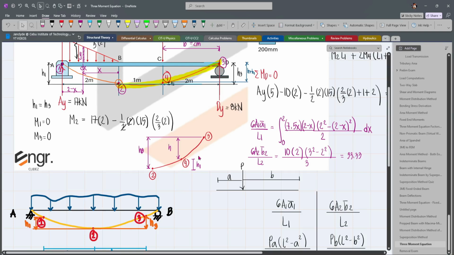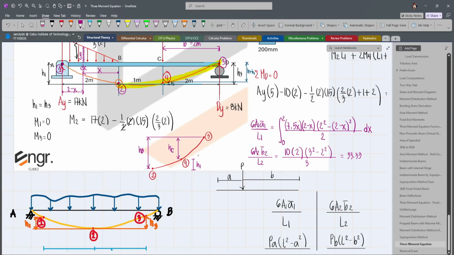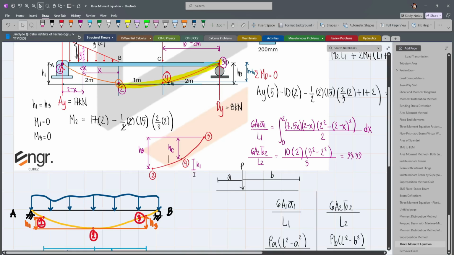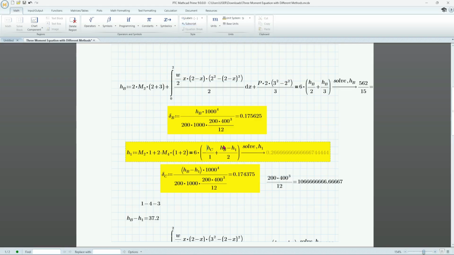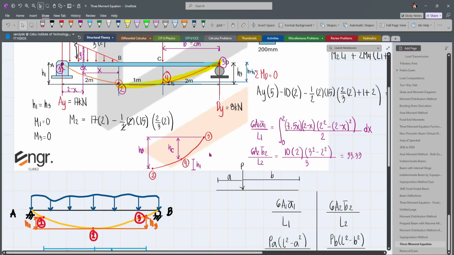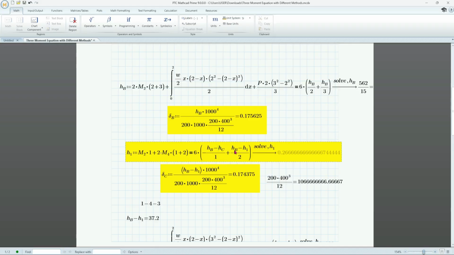Modify ko na lang to. Ayan. H sub 1 is equal to H sub B minus H sub C. So, parang ito na yan. H sub B minus H sub C. Then, from 0.3 to 0.4, the vertical distance separating them is equal to H sub C. So, change this one into H sub C.